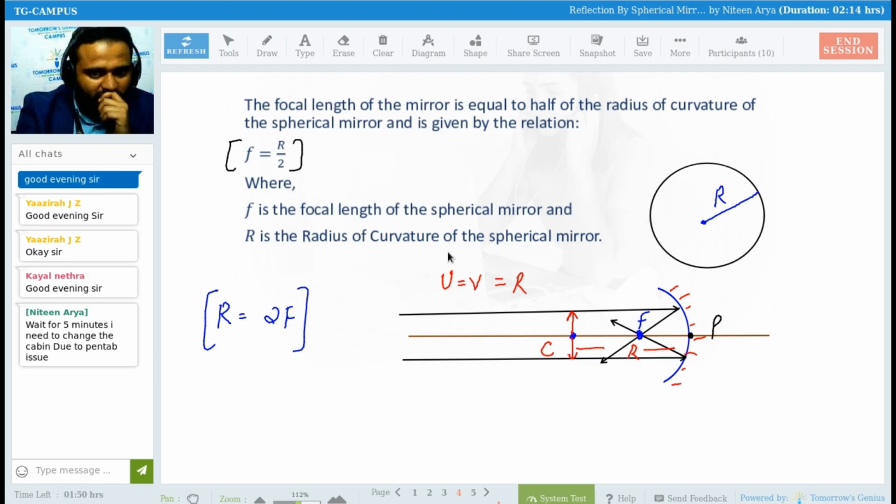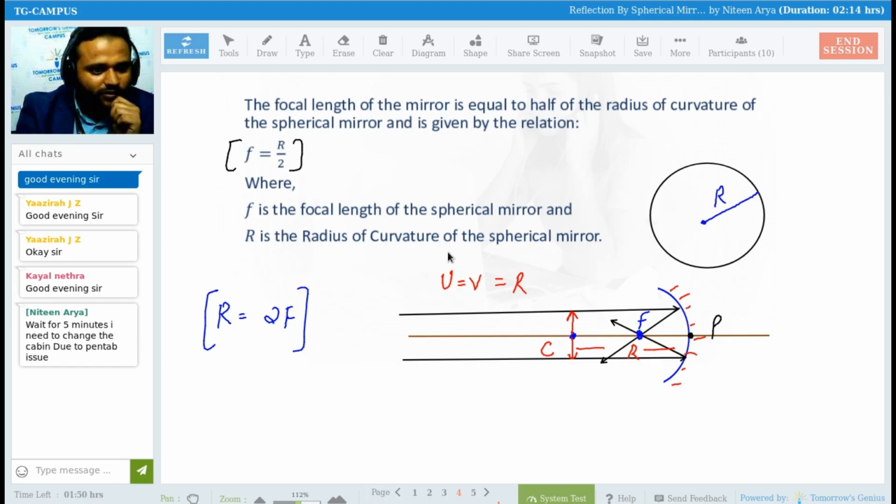Sign convention, we are going to do that. Focal length, mirror formula, and the cases, obviously. Image formation cases, we are going to revise. Properties and derivation of the mirror formula, we are going to do. That is purely theoretical, but it is necessary.